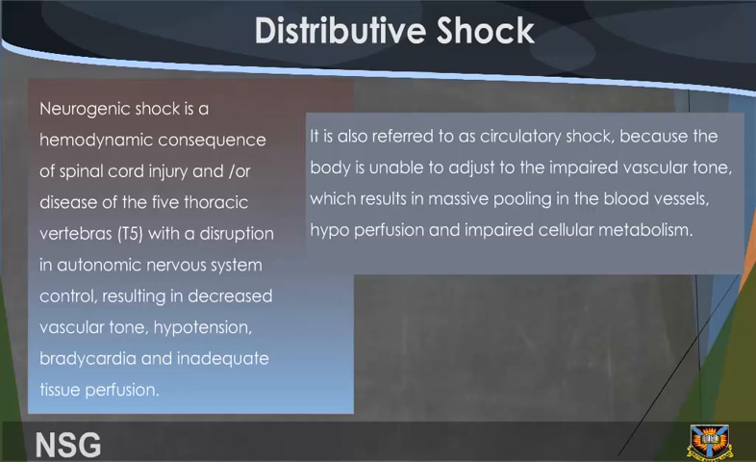Neurogenic shock is a hemodynamic consequence of spinal cord injury and/or disease of the fifth thoracic vertebra (T5) with a disruption in autonomic nervous system control, resulting in decreased vascular tone, hypotension, bradycardia, and inadequate tissue perfusion. It is also referred to as circulatory shock because the body is unable to adjust to the impaired vascular tone, which results in massive pooling in the blood vessels, hypoperfusion, and impaired cellular metabolism.